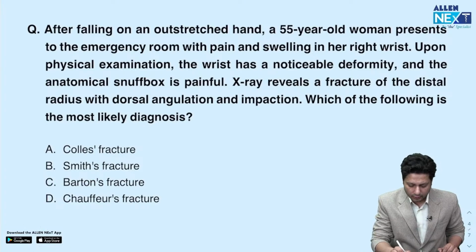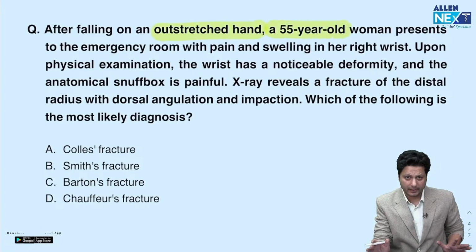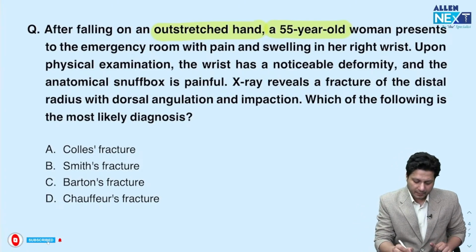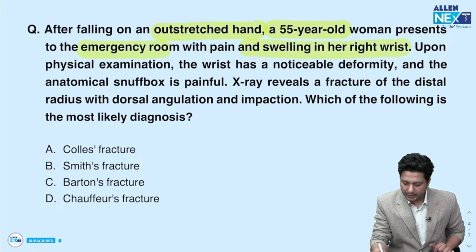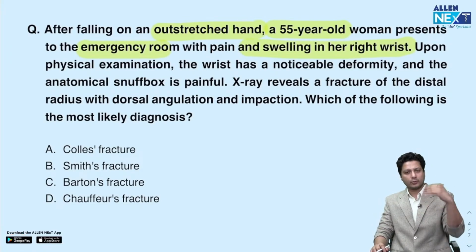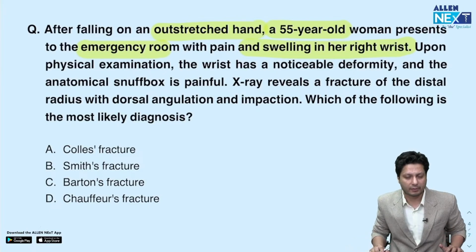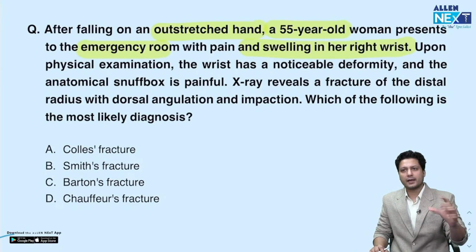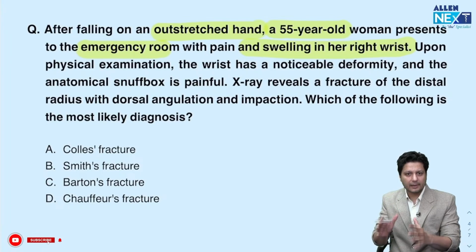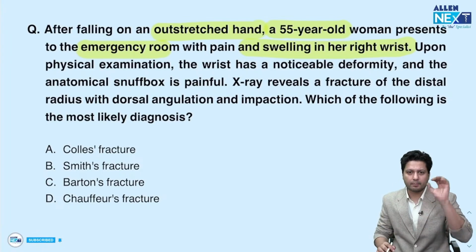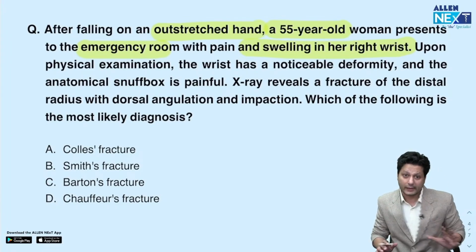After falling on an outstretched hand, a 55-year-old woman, that means an elderly woman, presents in the emergency with pain and swelling in her wrist. Whenever you get this kind of a question, particularly in the FMGE examination, where there is an elderly female who has an injury around the wrist joint, then possibly the examiner is asking about the Colles fracture.